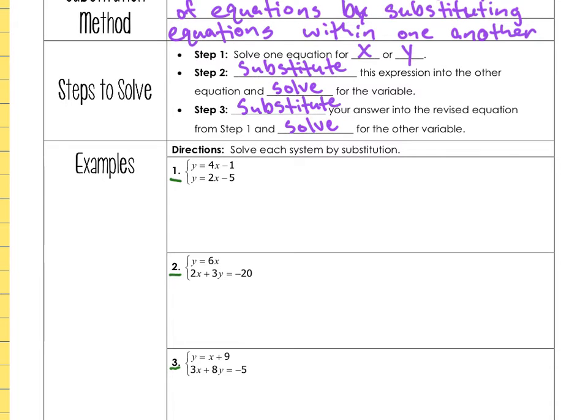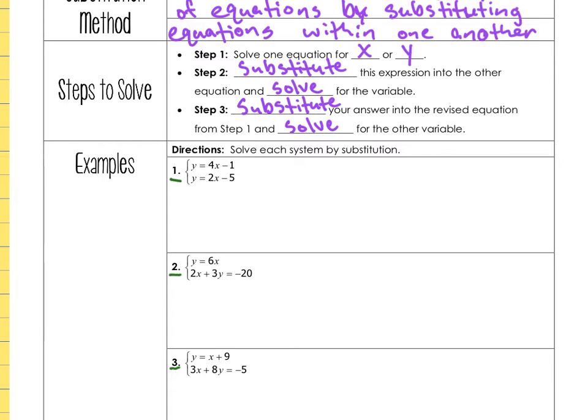Now, go back to step 1. We want to solve one equation for x or for y. In other words, we want x or y to be by itself. Now, as I look at these two equations, I notice that both equations already have y by itself. Either one is totally fine. So now, we need to take and substitute this expression into the other equation.